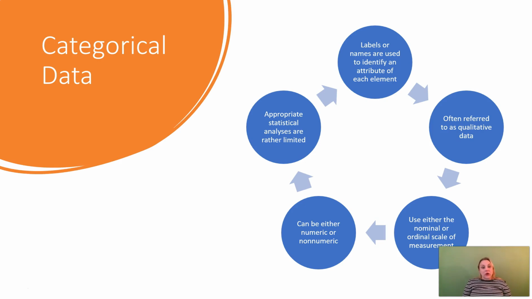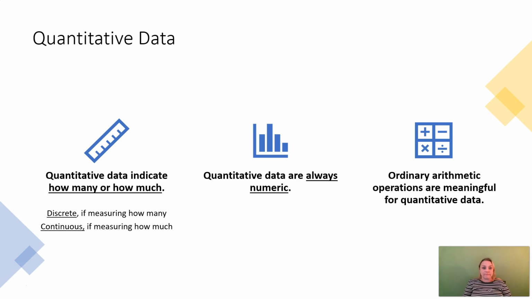So when we're looking at our categorical, or could be qualitative, data, appropriate statistical analyses can be rather limited. We have to have labels or names to identify the attribute on each element. It can be, like I said a little bit earlier, referred to as qualitative data. They can be either numeric or non-numeric variables, and they can be either on the nominal scale or the ordinal scale of measurement.